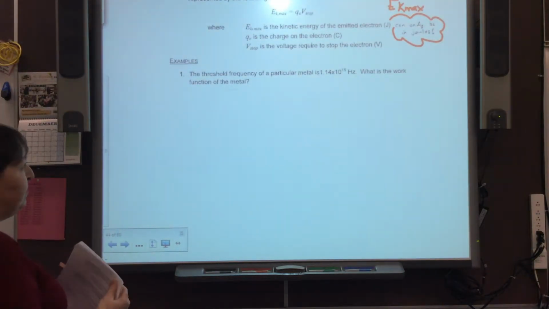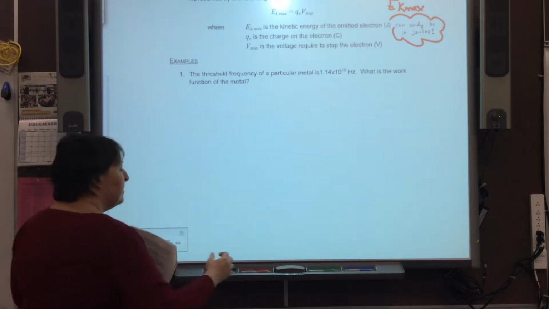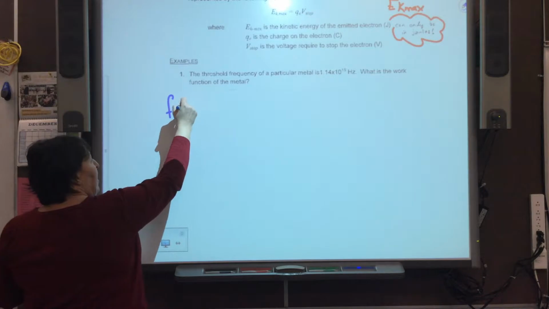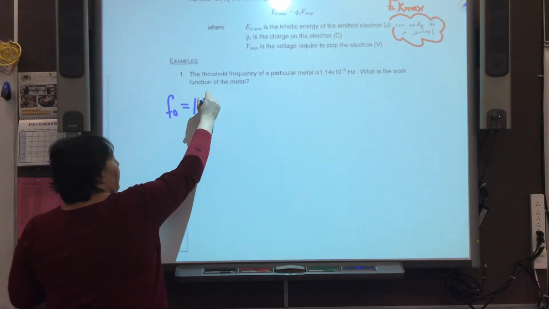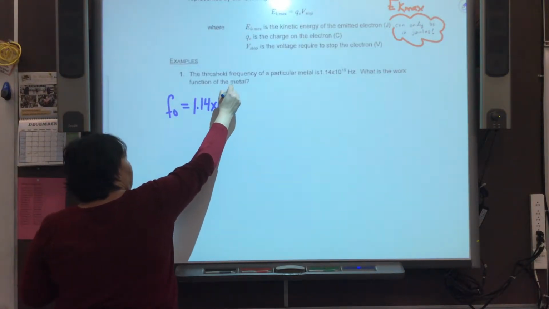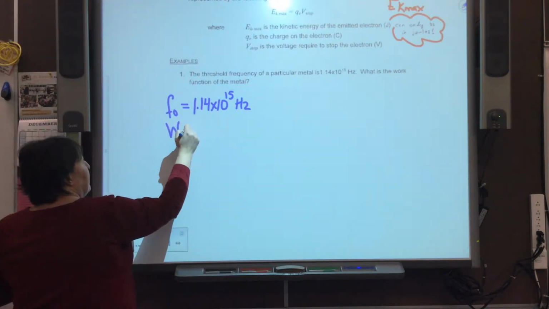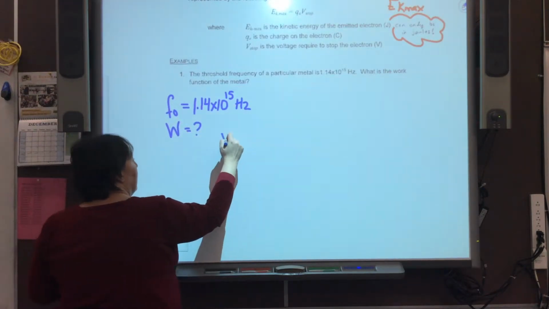Threshold frequency of a particular metal. Threshold frequency, f naught, is equal to 1.14 times 10 to the 15th hertz. What is the work function of the metal?